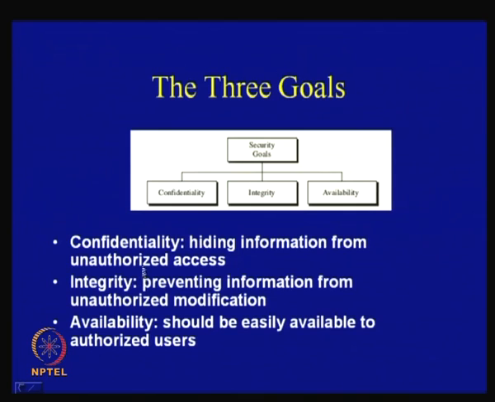First of all, what are the three main goals of cryptography? We say it is CIA: confidentiality, integrity and availability. The goals are hiding the information from unauthorized access, that is, a user who is not authorized to use a particular piece of information should not be able to access it. And integrity of data is important, that is, the information should be prevented from modification by a person who is not authorized to do so.